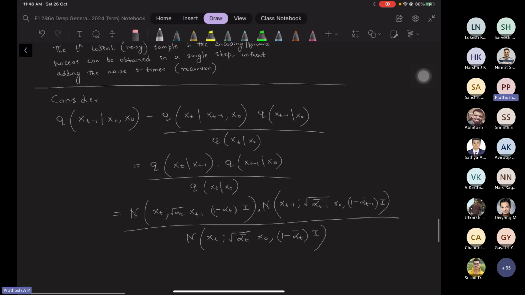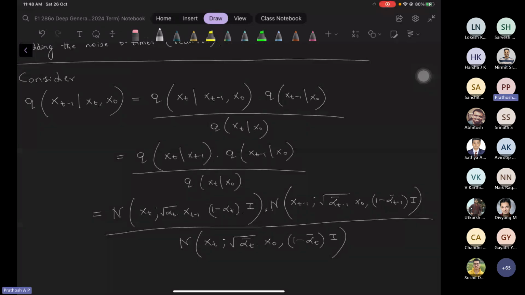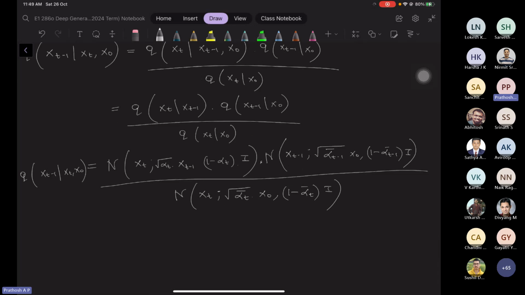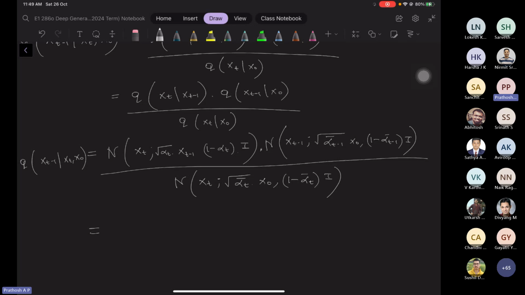Okay, what is the LHS? LHS is q of xt minus 1 given xt and x naught. This is what we called the known denoising term, right? That's what it is. Okay, now look at this. See, all the terms have things like this. Now you have e power minus some quadratic term. It's all identity covariance, so it will be like this.